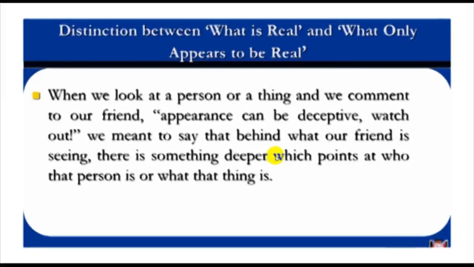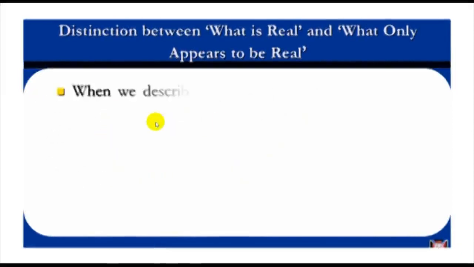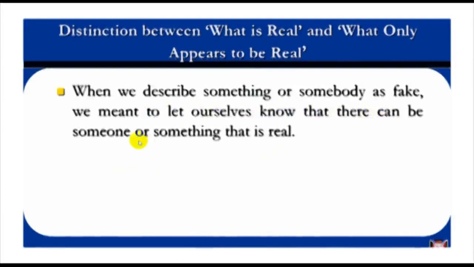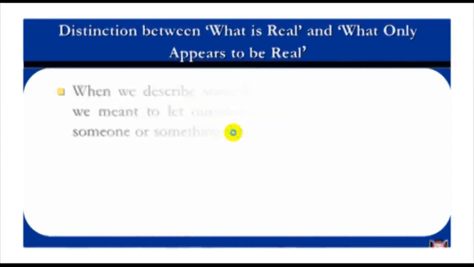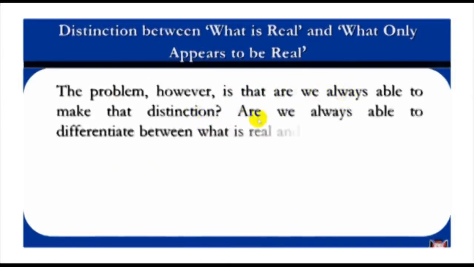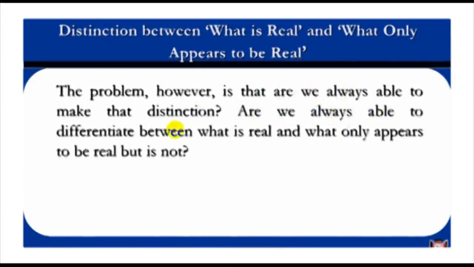When you look at a person or a thing and you comment to your friend, appearance can be deceptive. Watch out. You meant to say that behind what your friend is saying, there is something deeper which points at who that person is or what that thing is. When you describe something or somebody as fake, you meant to let us know that there can be someone or something that is real. The problem, however, is that are we always able to make that distinction? Are we always able to differentiate between what is real and what only appears to be real but is not?